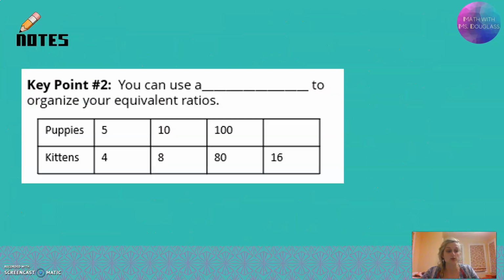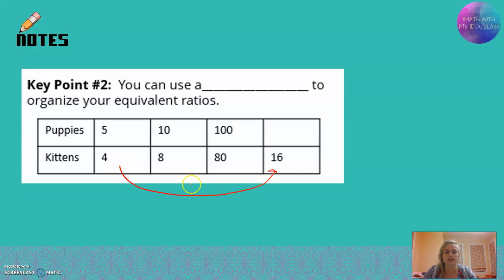Now, I can use those multiplicative scale factors to find out parts that I don't know. I'm like, okay, I want 16 kittens. That's the most kittens I can handle. Well, how many puppies comes with those 16 kittens? So your strategies are, you can look around in your ratio table and say, okay, I know how to get from 4 using multiplication or division to 16.